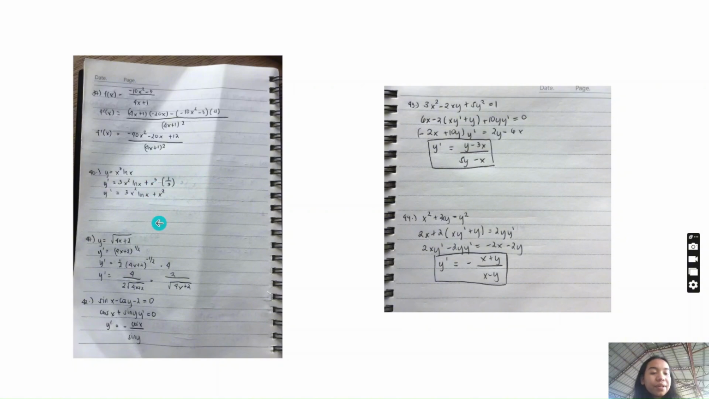So our answer, or the process for number 40, is y equals x to the third ln x. So we will simply apply the product rule, and thus it gives us 3x squared ln x plus x cubed times 1/3. And therefore, by combining them all together, we have obtained 3x squared ln x plus x squared. So that is our answer for number 40.